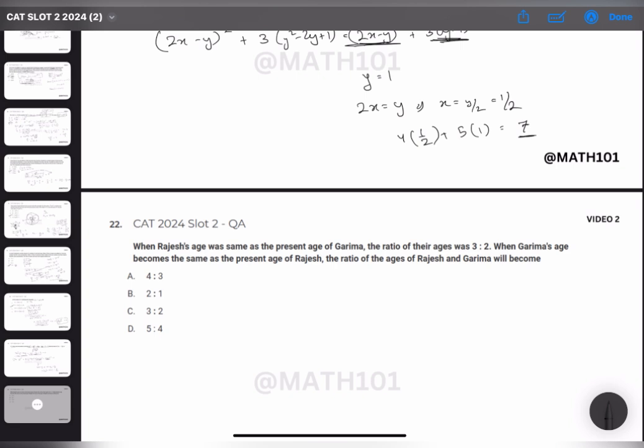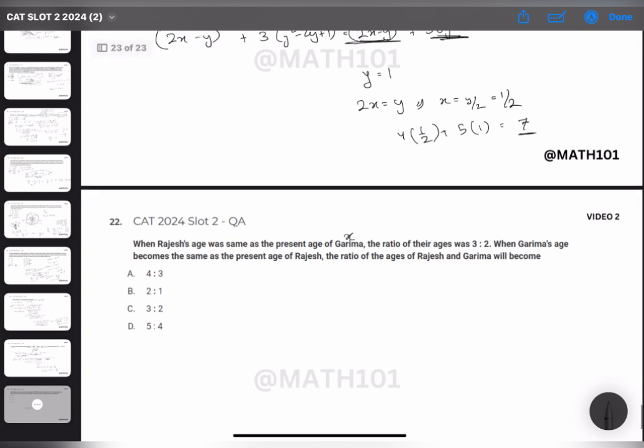Let the present age of Garima be x. Then Rajesh's age was x. The ratio of their ages was 3:2. Let Rajesh's now age be x plus y. So x upon x minus y. So y years ago when Rajesh's age was x, Garima's age was x minus y is equals to 3 upon 2.